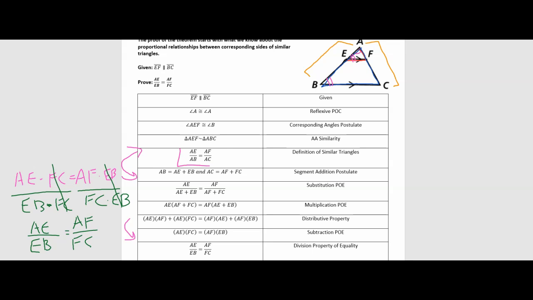We already knew how to come up with this, right? Corresponding sides of similar triangles have the same ratio. This is just a little bit of an offshoot of that. Doing some algebraic manipulation allows us to arrive at this. So it's going to be up to you.